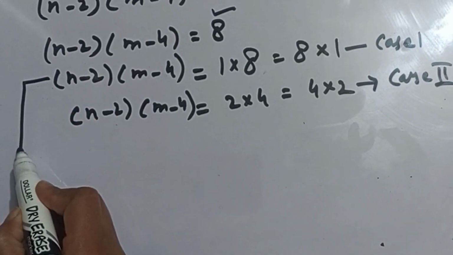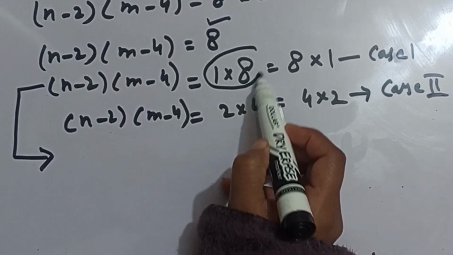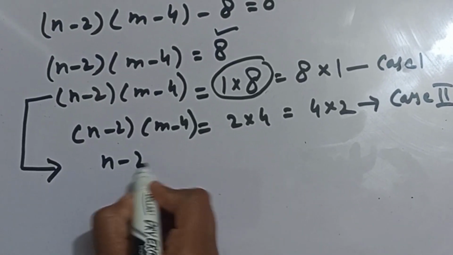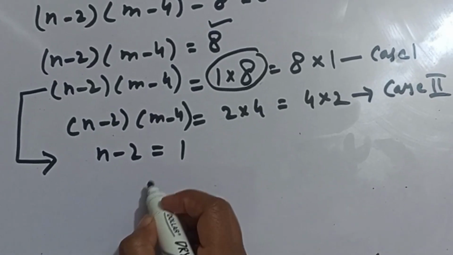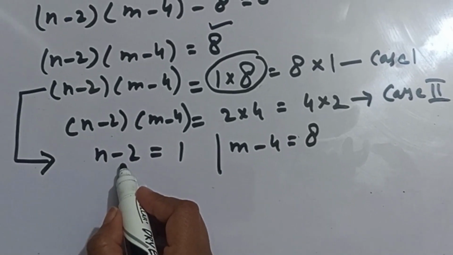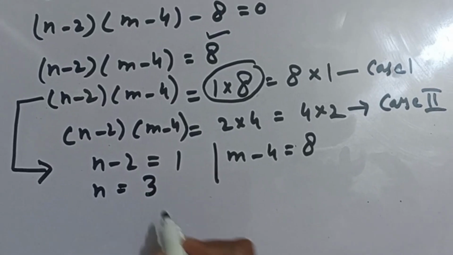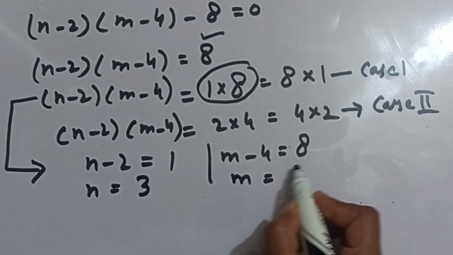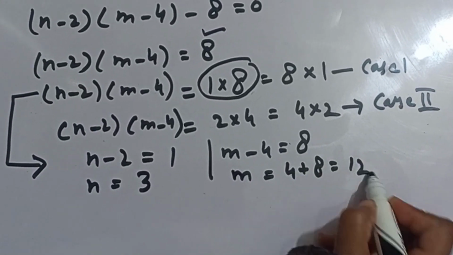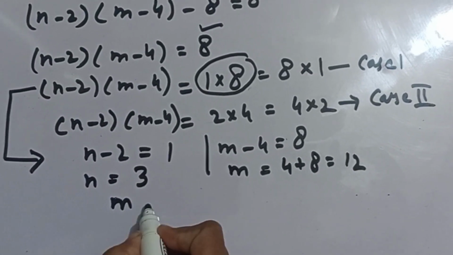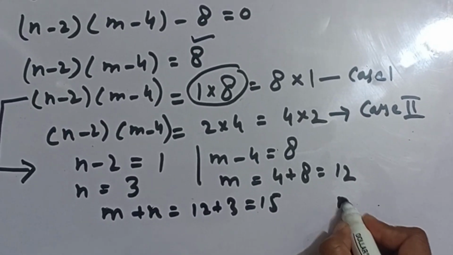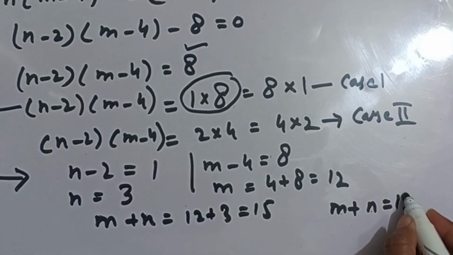So look at this. Here we take this factor, and for this we just interchange the values of m and n. So this implies n minus 2 is equal to 1, and this implies m minus 4 is equal to 8. Now look at this, add 2 on both sides, then we get n is equal to 3. And add 4 on both sides, then we get m is equal to 4 plus 8, which is equal to 12. We find the value of m plus n, so this is 12 plus 3, which is equal to 15. In this case m plus n is equal to 15.